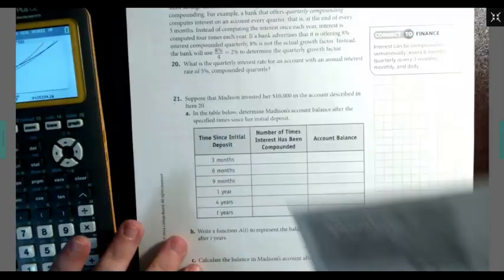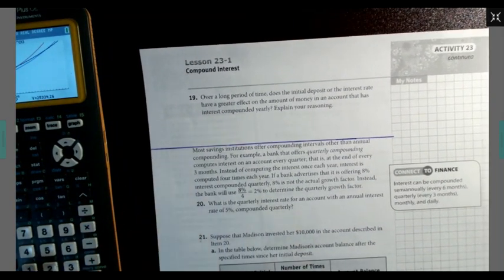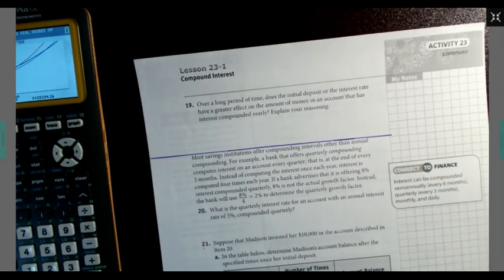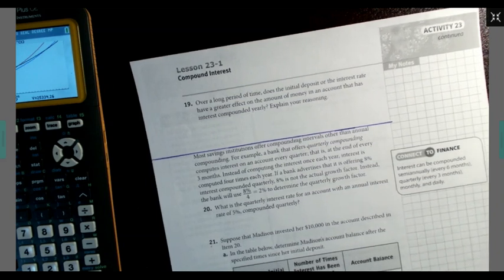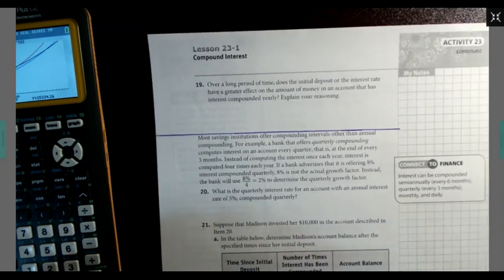Let's take a look at number 19. Over a long period of time, does the initial deposit or the interest rate have a greater effect on the amount of money in the account that has interest compounded yearly? And explain your reasoning. So does the deposit initially outweigh in the end, or does the interest rate eventually overtake it? As we can see with the ones that we have graphed, the interest rate eventually overtakes the initial deposit.